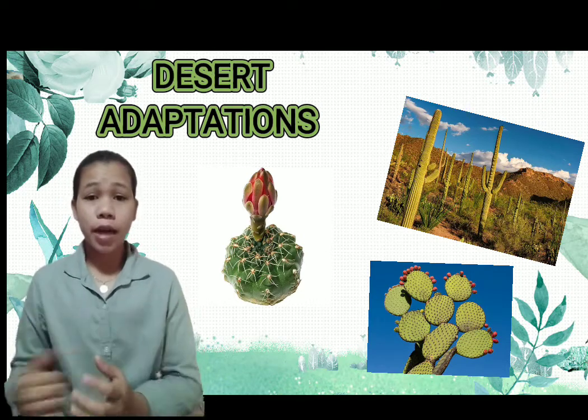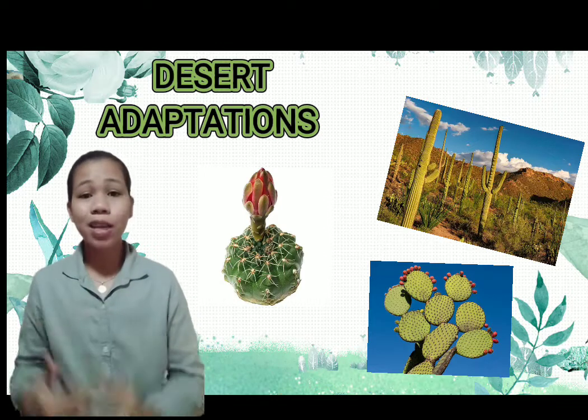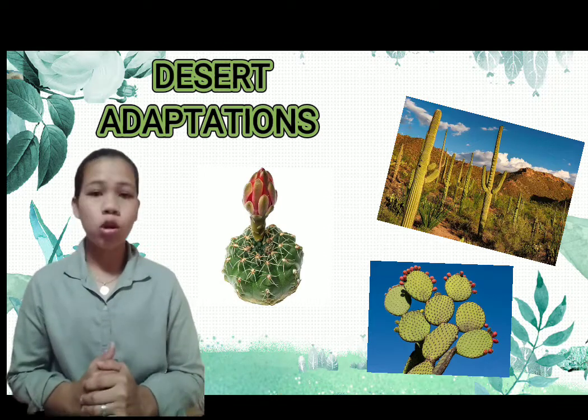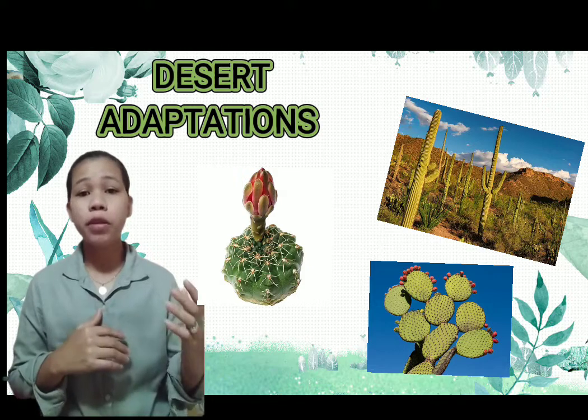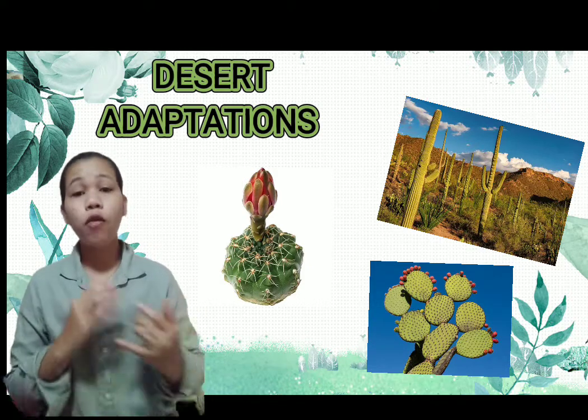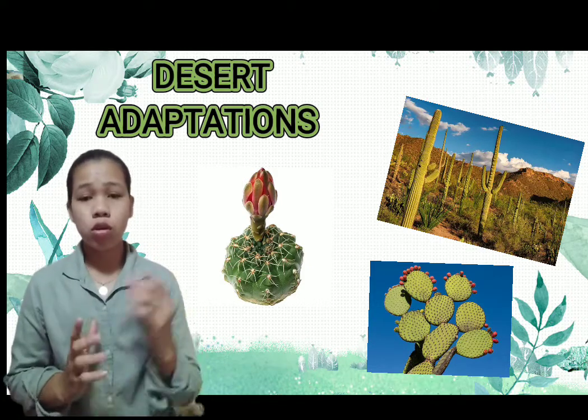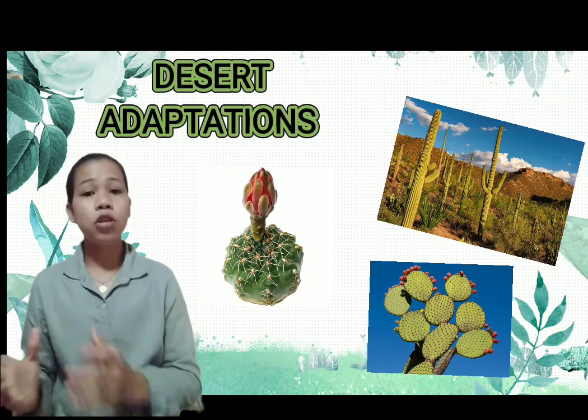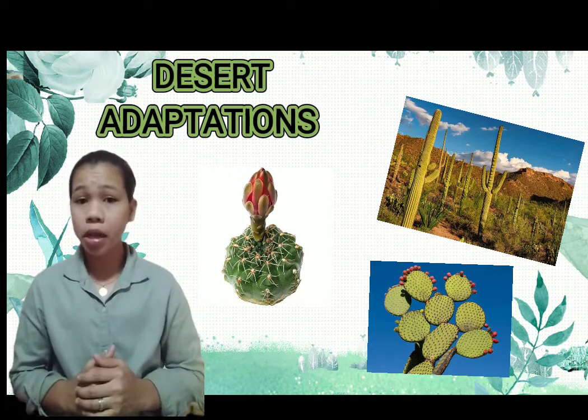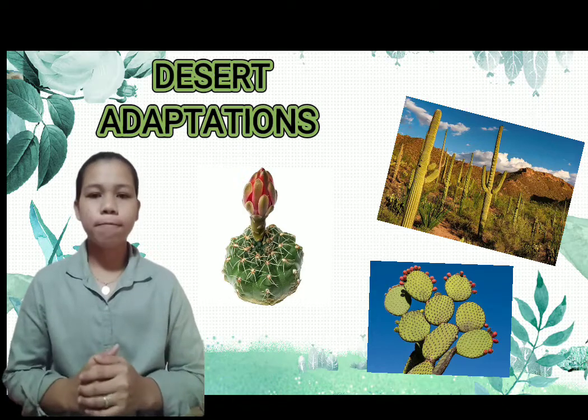Small leaves or spines, glossy and waxy leaves all reduce water loss. Some plants store water in their roots, stems, leaves, or fruits. These are called succulents. Seeds can stay dormant for years but can germinate quickly when it rains.